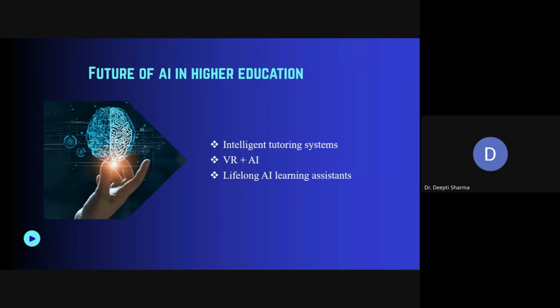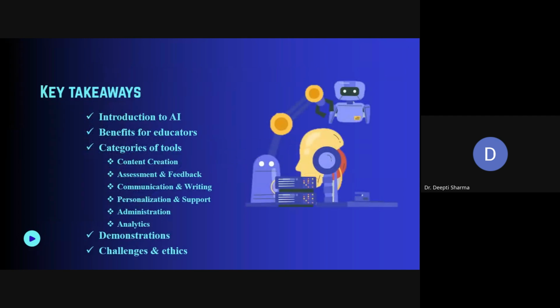And lifelong AI learning assistance can also be provided if we consider the future of AI. So, for example, I'm thinking about something else, and the recommender system helps me to find that particular thing. So lifelong assistance can be given as a future of AI. So, all these things are well understood.